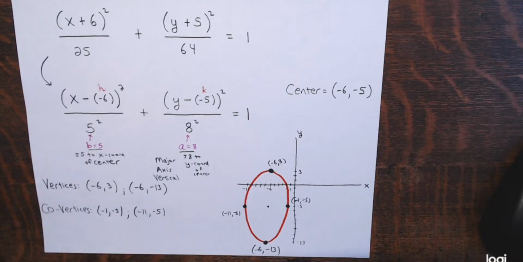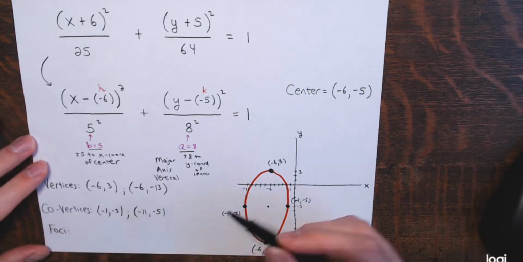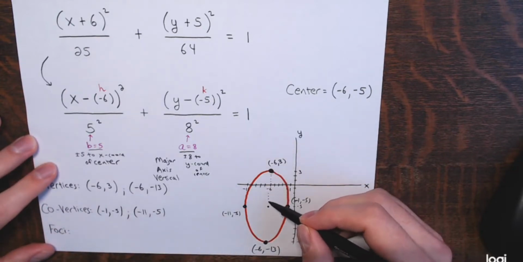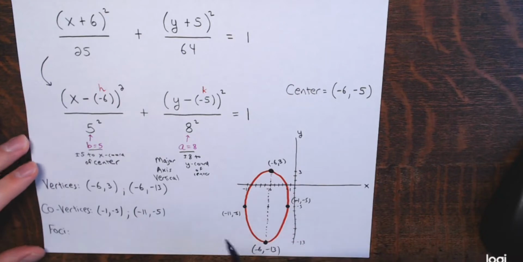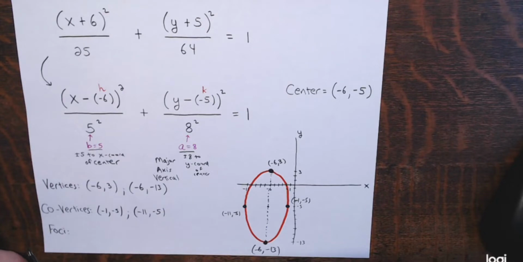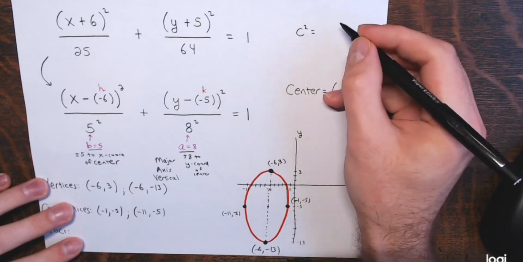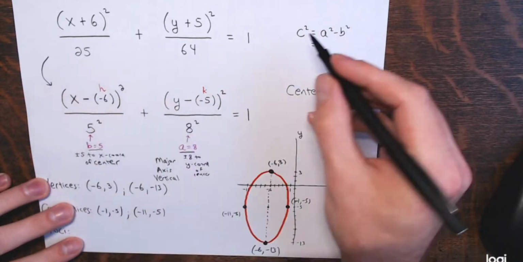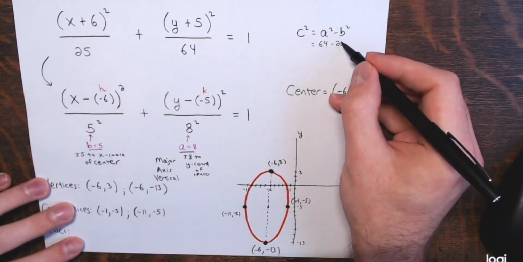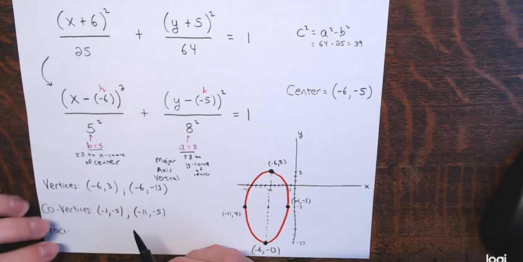All right, now for the foci. Remember, the foci will be on the major axis. So here's the major axis that I just put in dotted here, going up and down. The foci will be on that segment inside the ellipse. Now to find the foci, I need to find that little c. There was that relationship, c squared equals a squared minus b squared, which in this case is just the difference in these denominators, 64 minus 25. 64 minus 25 is 39.